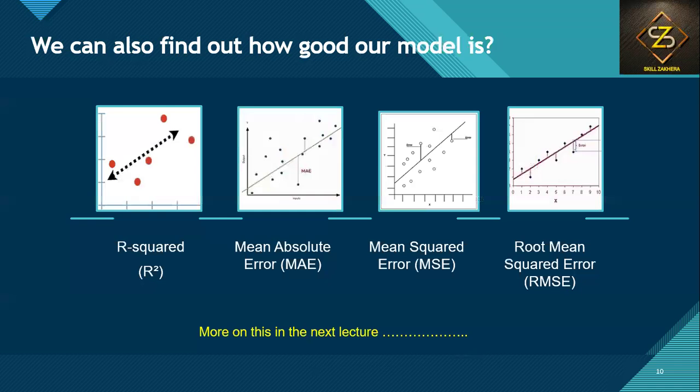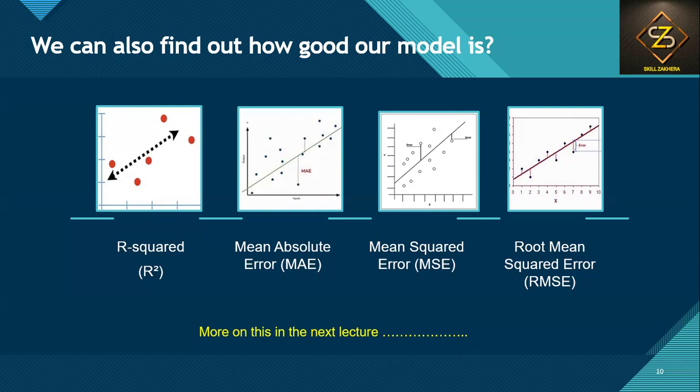We can also find out how good our model is. Now, I have plotted these lines, but I want to see how accurate the previous data is, how good the model is. Now, we have certain criteria to check if my regression model is actually working fine, if it is a good model, or if it is giving accurate results.